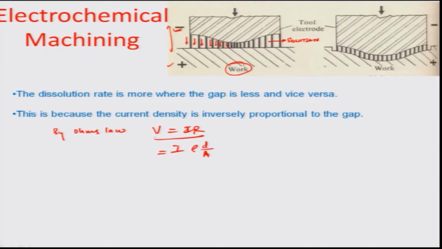So I'd say that V becomes equal to I times rho d by A, and in other words we can call this I by A times rho d. I by A is the current density, and we have resistivity here times the distance of the inter-electrode spacing, okay. So this is the distance of the inter-electrode spacing.